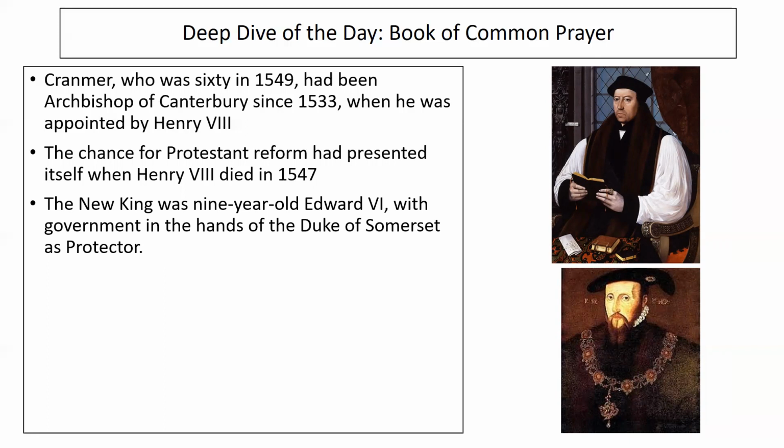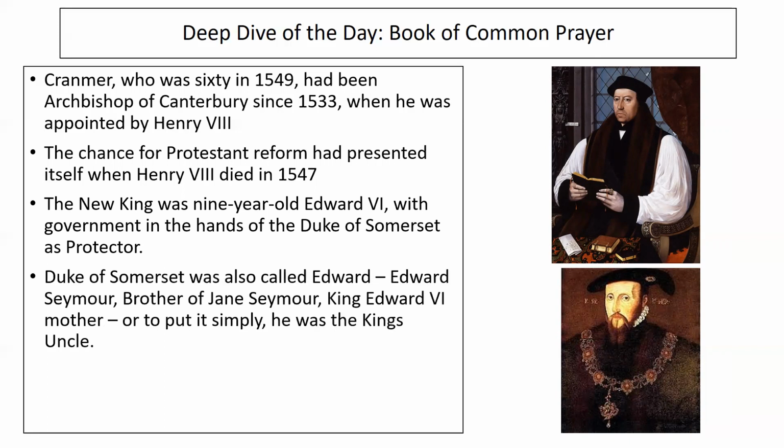Government and decisions were actually in the hands of a gentleman who was given the role of protector, because young Edward is far too young. He's not able to make these big decisions for himself. So the Duke of Somerset was appointed as protector.